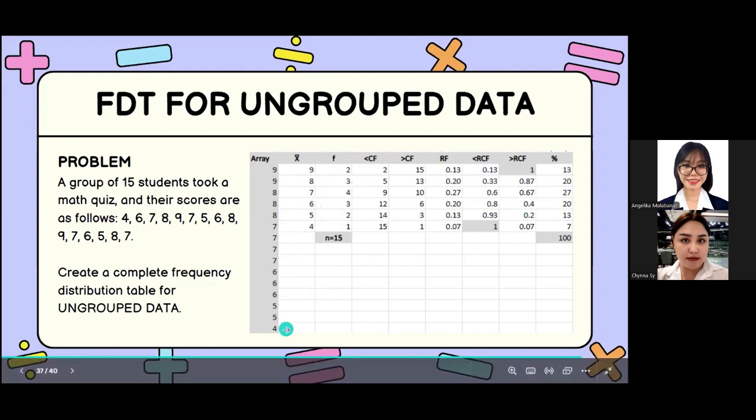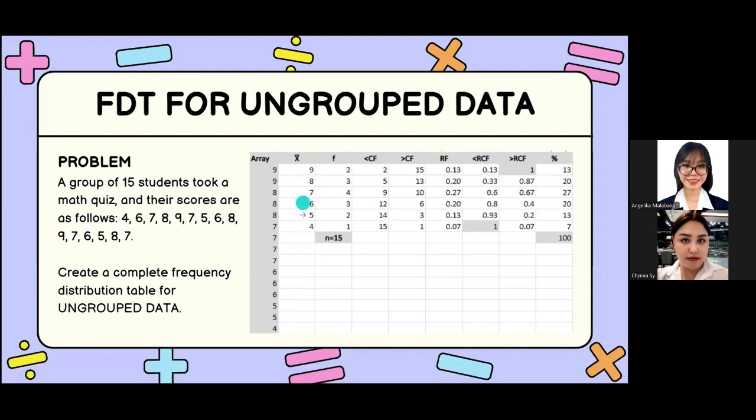Tapos sa 5, dalawa. And then sa 4, isa. But lahat sila, wala nang naulit na values dito sa scores. Moving on sa frequency or F. Ito naman kung ilang beses ba naulit or nag-appear yung values na makikita sa scores.